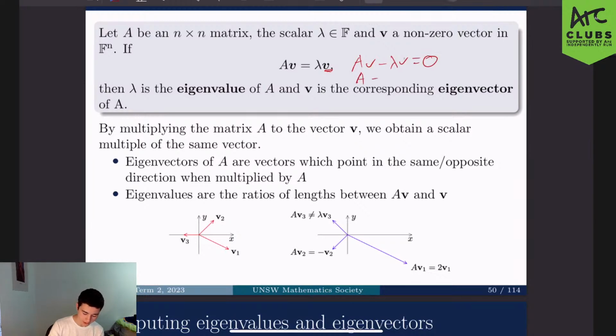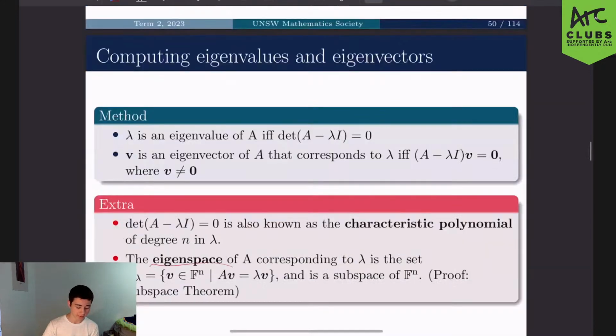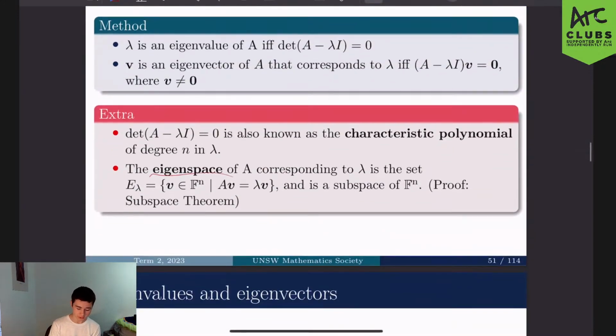Okay, so we have A minus lambda I. Remember, I is the identity matrix. We can only subtract matrices from each other, not scalars. And we have v on the outside equals 0. If v is a non-zero vector, then rather the determinant of A minus lambda I must be 0. Okay, and that's what we get right over here.